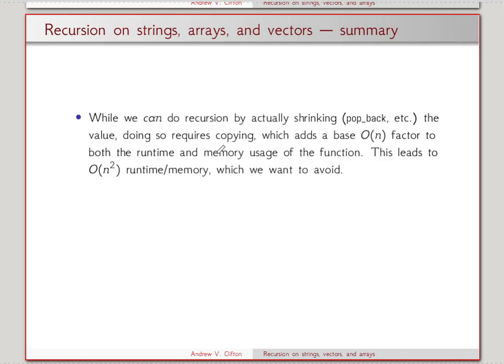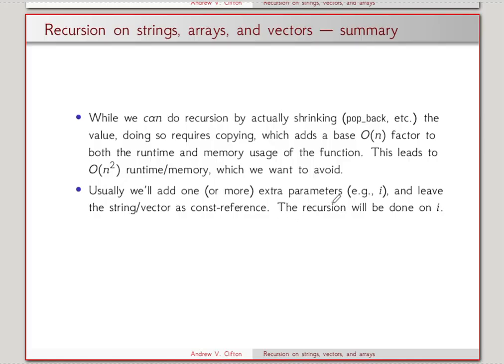All right, so let's sum up here, right? We can do recursion by actually shrinking, by doing pop_backs and stuff like that. Doing so requires copying, and that multiplies everything, both memory and runtime, by O of n there. So for the stuff that we've looked at, that will lead to O of n squared work, which we want to avoid, obviously.